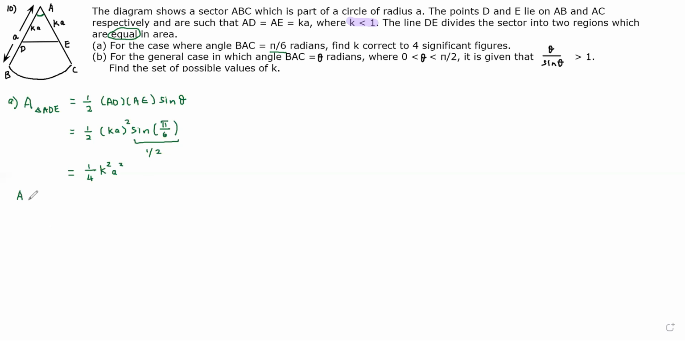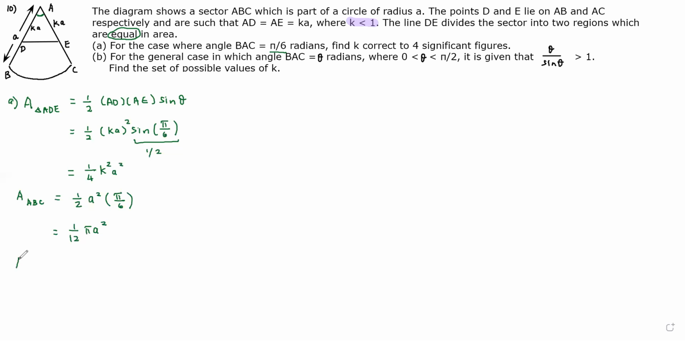The area of sector ABC, area of a sector is always given by half R squared theta. R here is A. So we have half A squared, and theta is pi over 6. So that is 1 over 12 pi A squared.